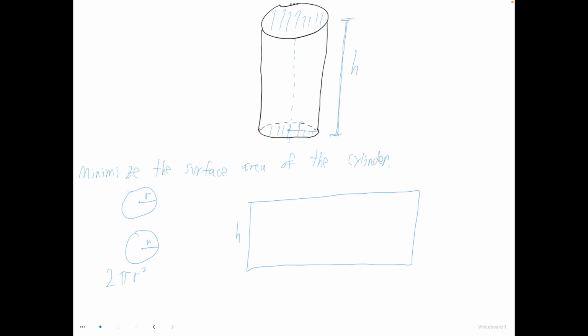Now we need to consider how long is the side. Well, the side is coming from the part that's wrapping around. So the side is going to be this length that goes around the circle, because when we unwrap it, that becomes this long side. That is going to be the circumference of the circle. The circumference of the circle is 2 pi r. And so this length here is going to be 2 pi r. So the whole area here is 2 pi r h.